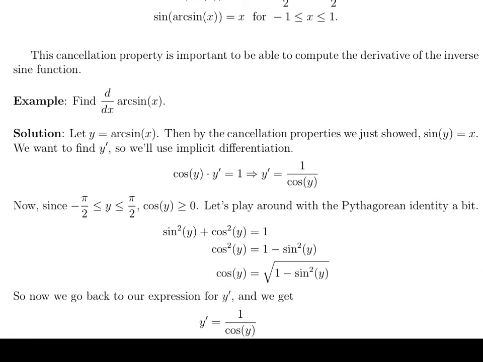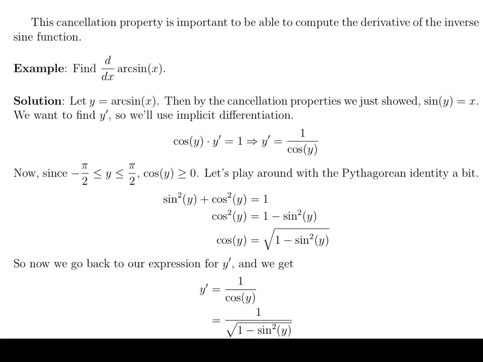Now we go back to our expression for y prime that we had computed. So up here we had calculated that y prime is equal to 1 over cosine of y. So let's take that now and plug in this value of cosine of y that we got from the Pythagorean identity. So we get 1 over the square root of 1 minus sine squared y. And then the last piece of information that we're going to use is that sine of y is equal to x. So we can just go ahead and put that into this expression, and let's see what we get.